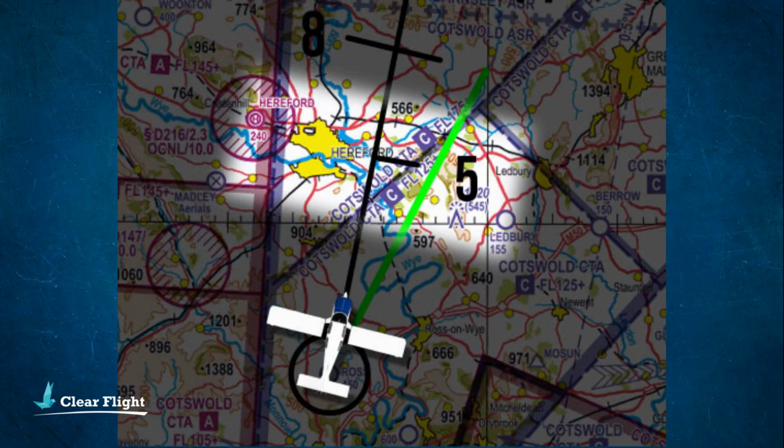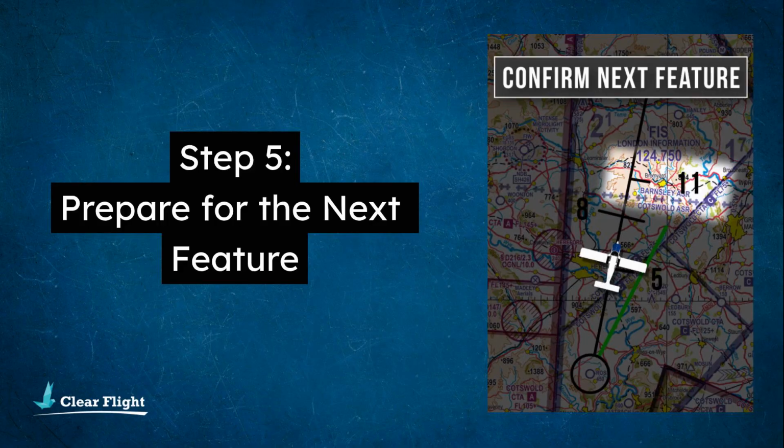It is recommended that you use 3 things to identify a feature. For example, the 3 things to identify this first feature, Hereford, could be 1. Arriving after approximately 5 minutes en route. 2. The river running east to west through the middle of the town. 3. The river running north to south on the eastern side of the town. Step 5. Prepare for the next feature.